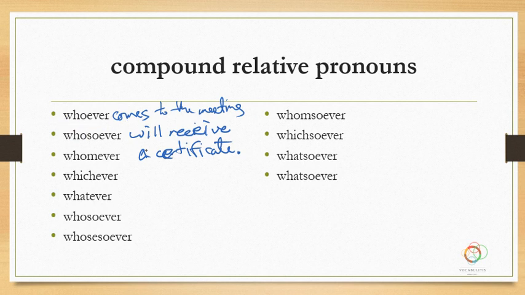Whoever comes to the meeting will receive a certificate. Here we have a verb, will receive. That's your main verb. Who's going to do this receiving? It's actually this whole clause here. It's this person, whoever comes to the meeting, and we consider that whole clause to be the subject of will receive. And so this whoever doesn't need an antecedent. It includes an antecedent.